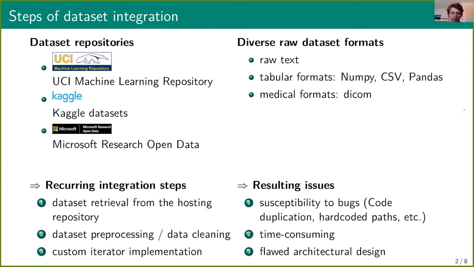Okay, so this can actually result in a couple of issues. If you think about it, you have a set of different datasets and you want to integrate all of them. This can easily lead to code duplication because you just copy and paste the code. Often there can also be hard-coded paths, etc. And this can be very susceptible to bugs. And having to implement all these three integration steps over and over again is also time-consuming. And the third point goes a little bit in the direction of the first one, actually. It can easily lead to a flawed architectural design from the beginning of the machine learning project.